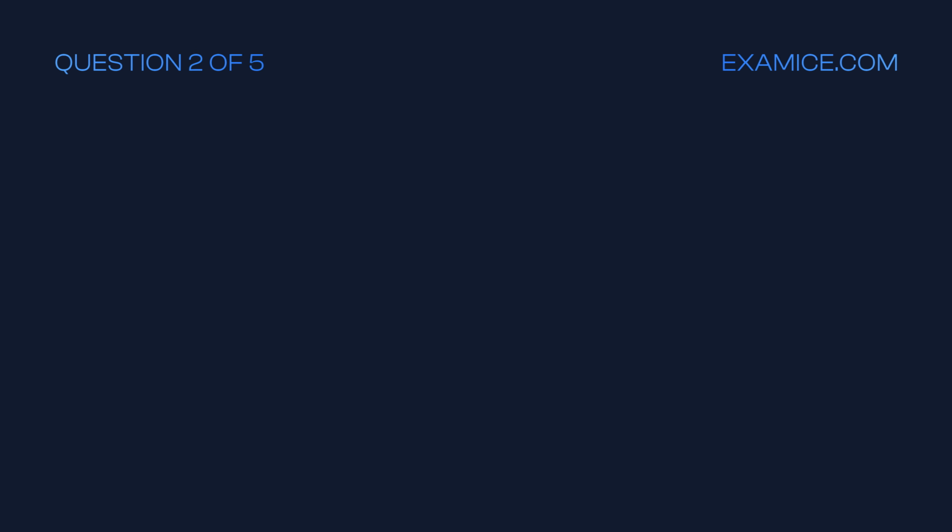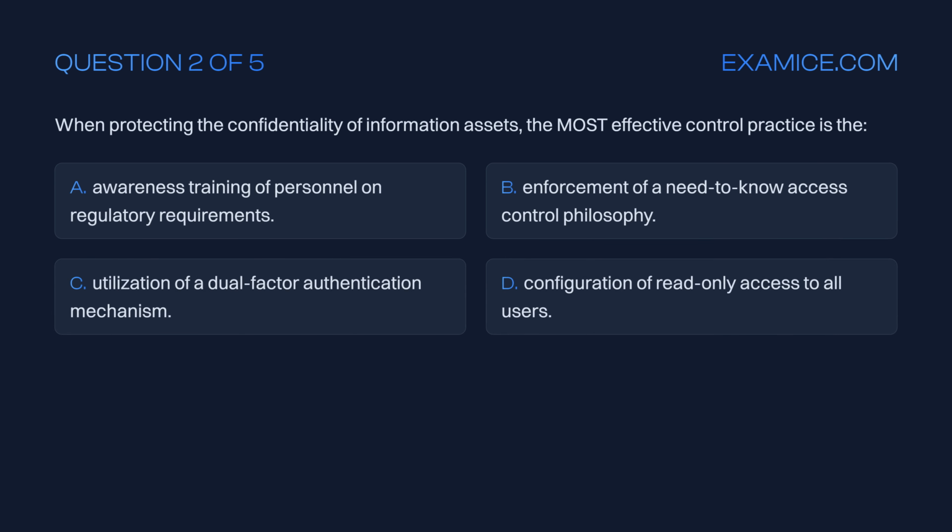Question 2. When protecting the confidentiality of information assets, the most effective control practice is the: Option A, awareness training of personnel on regulatory requirements. Option B, enforcement of a need-to-know access control philosophy. Option C, utilization of a dual-factor authentication mechanism. Option D, configuration of read-only access to all users.